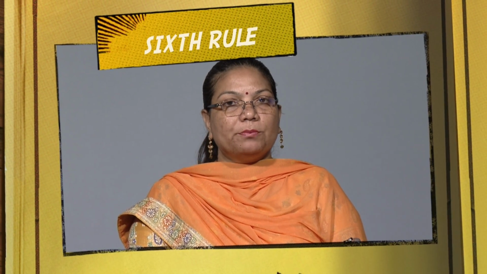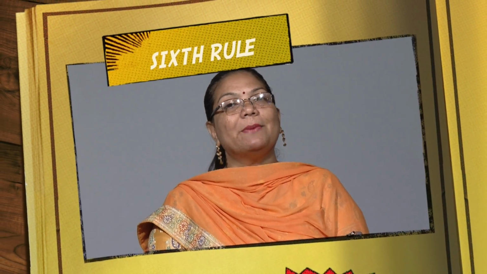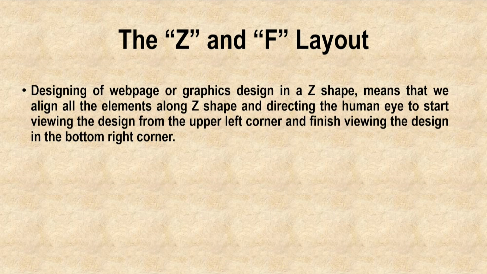And the last image composition rule specified here is based upon Z and F layout. Designing of a website or any particular graphic can be done by making use of different layouts, and one of the popular ones is the Z shape layout. It means that we are aligning all the elements along the Z shape, and we are directly allowing the human eye to start viewing the design from the upper left corner and finishing with the object that is available in the bottom right corner. So in this manner the elements are placed according to the Z shape layout.